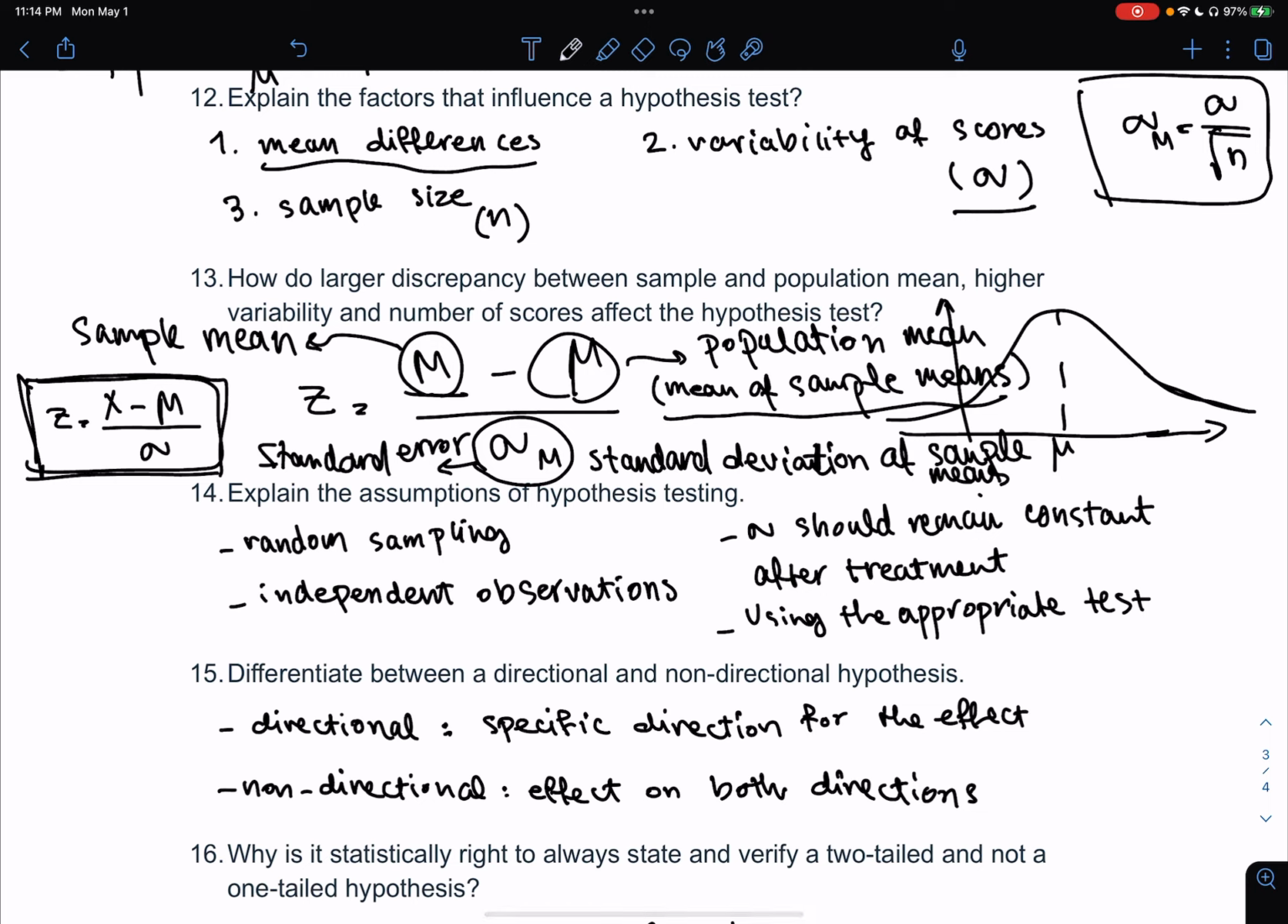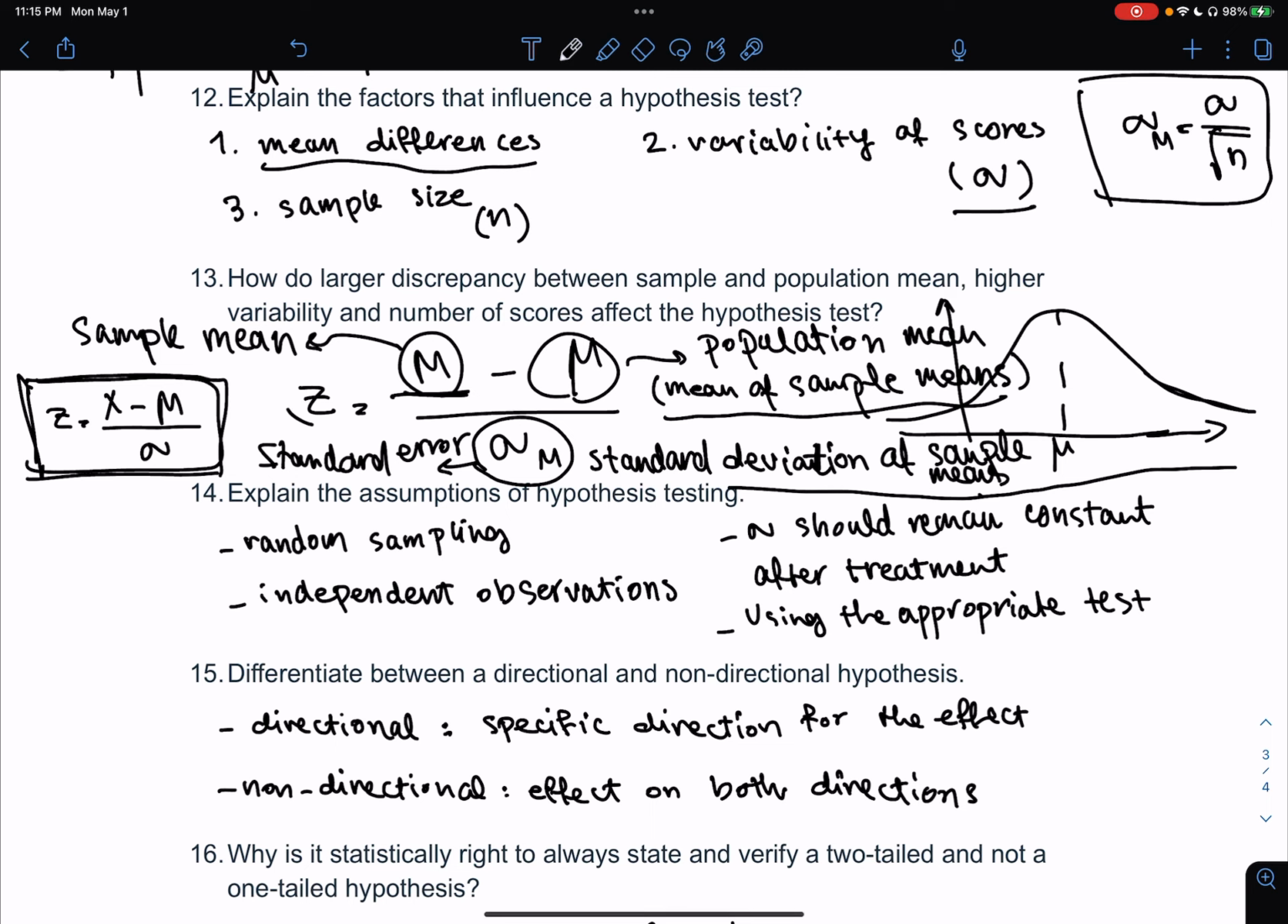Because technically a sample in a distribution of sample means is a data point within a distribution. So we're just looking at the distribution of sample means. And that is the difference. But we are technically doing the same thing.